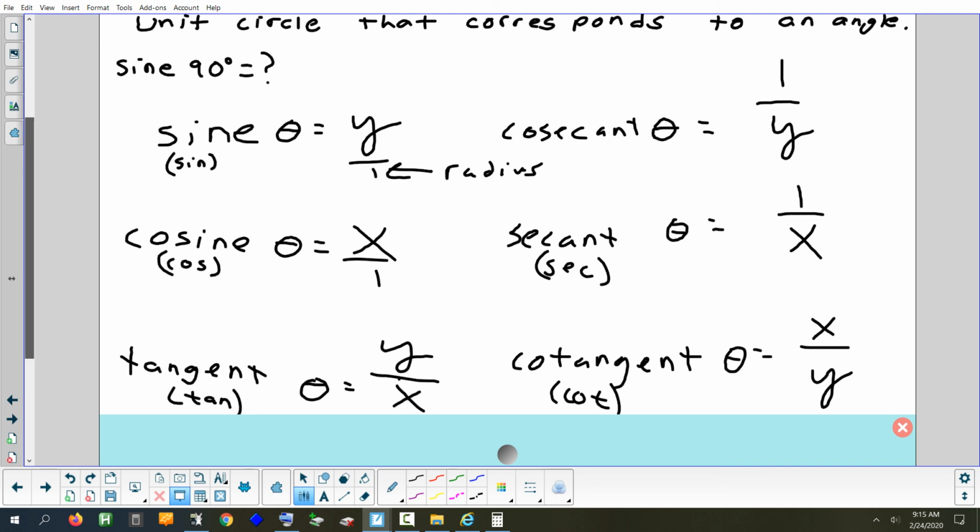Why do you think I saved cosecant for last? Any thought? Yeah, why not COS? Right. Cosine and cosecant have the same first 3 letters, so you can't use the same abbreviation. So for cosecant, you just go by the syllables. Cosecant. CSC.